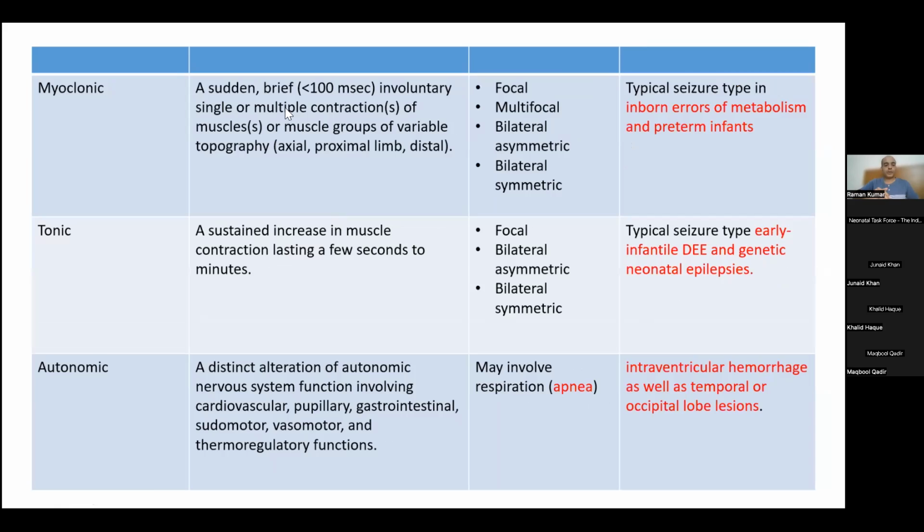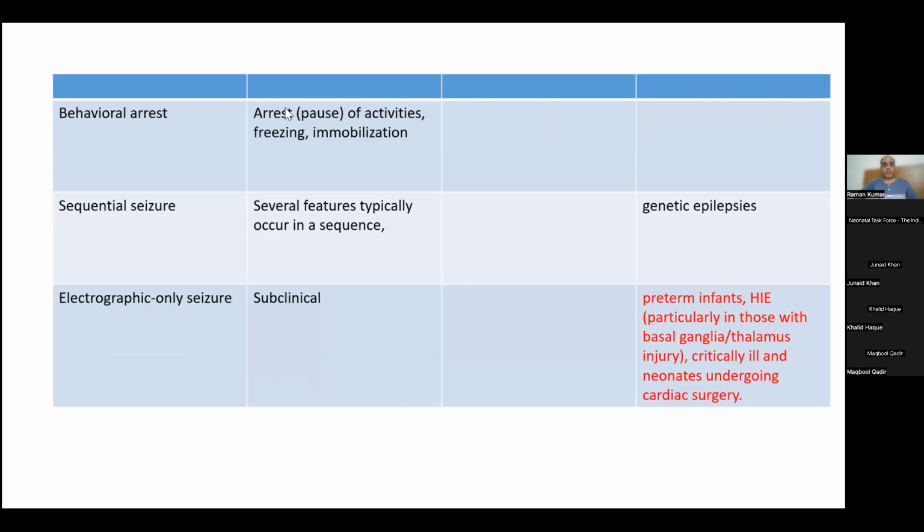It is just the posturing, and it is very difficult to differentiate whether it is actual posturing or a tonic seizure. So this type is seen in DEEs, developmental and epileptic encephalopathy, or genetic neonatal epilepsy. So you usually see tonic. And then there is autonomic, seen with IVH and temporal occipital lobe lesions. Apnea is involved in this. And then behavioral arrest is also seen in such. This is very, very important.